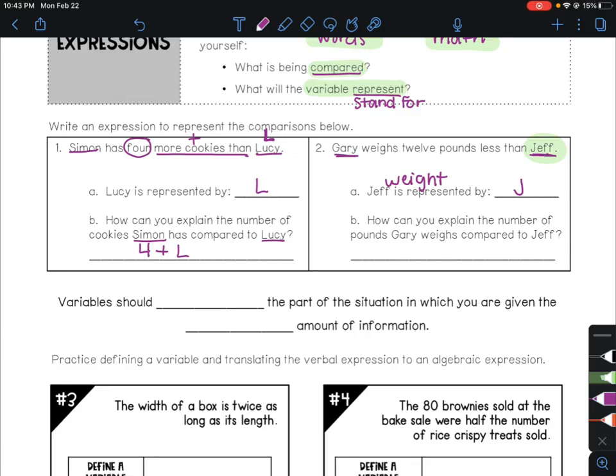All right, now how could we show Gary's weight compared to Jeff's? Now go back and annotate your problem. Gary weighs 12 pounds less than Jeff. So remember, less than was a subtraction word, but it did that weird thing where it switched around. So we need to somehow show Gary weighs 12 pounds less than Jeff. We can't write 12 minus J. We have to switch it around because it says less than. It would be J minus 12. So whatever Jeff weighs, take away 12, and that's Gary's weight.